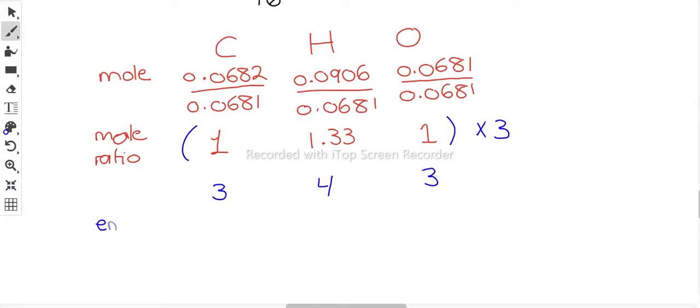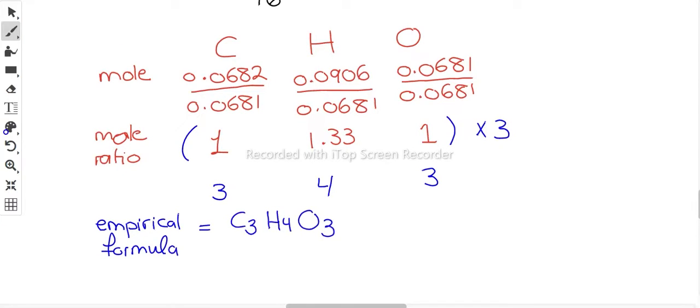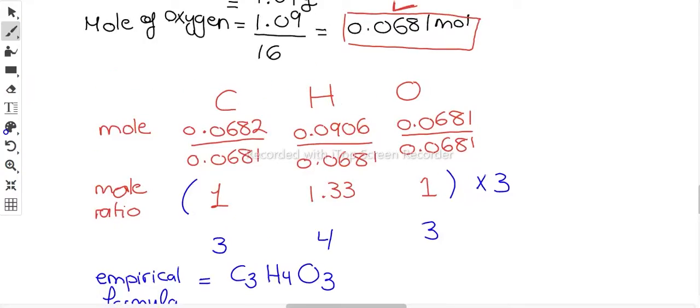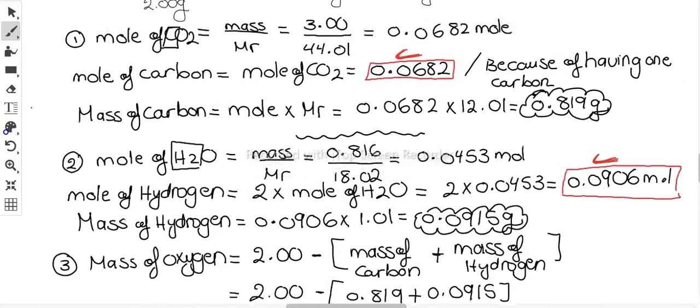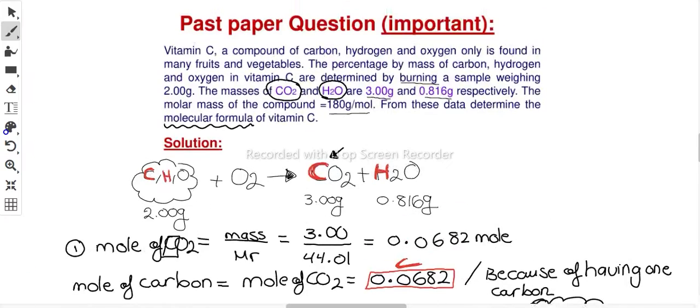So the empirical formula for vitamin C will be C3H4O3 and we are done. In this question, we've answered the first part of the question, in which we used carbon dioxide and water in order to determine the empirical formula.